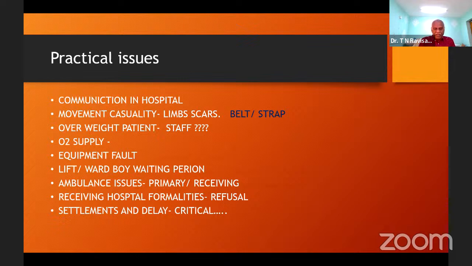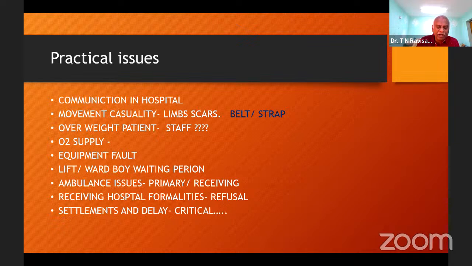Movement in casualty has to be minimal when they are shifting the patient from the bed onto the stretcher and into the ambulance. There can be scars, and belts and straps need to be used properly when the patient is mobilized on the wheelchair or on the stretcher into the ambulance. Overweight patients need to be taken care of carefully. Some of the time, most of their limbs will be falling off the stretcher, which can cause injury to the patient either on the wheel or on the floor, and the staff will have to take care of those patients adequately. Oxygen supply has to be maintained even when they are wheeled out of the casualty into the ambulance. Equipment faults will have to be found out. Regular monitoring is very important.